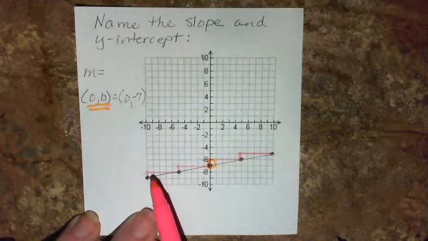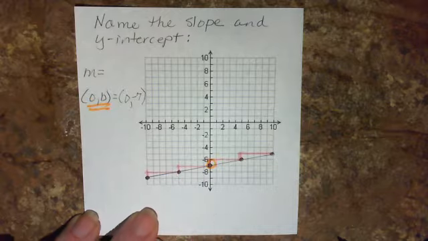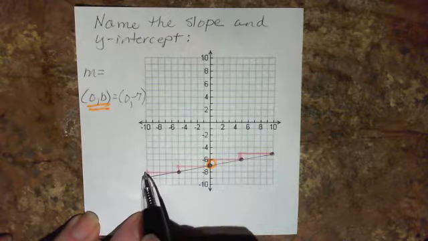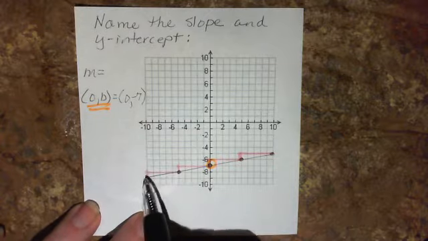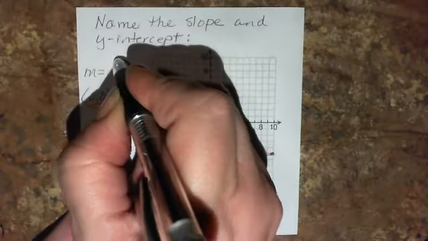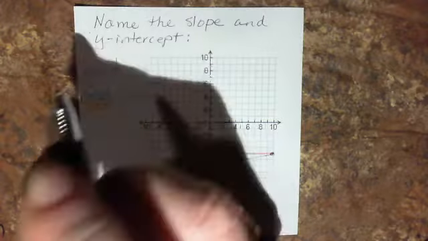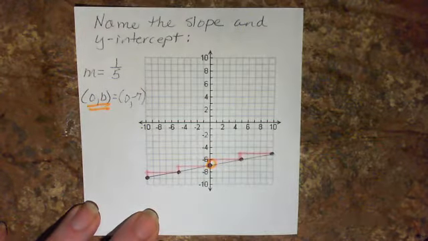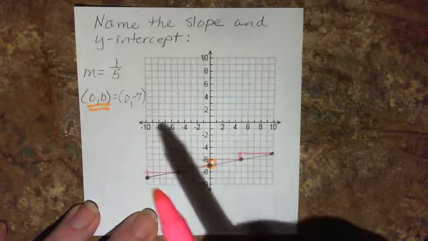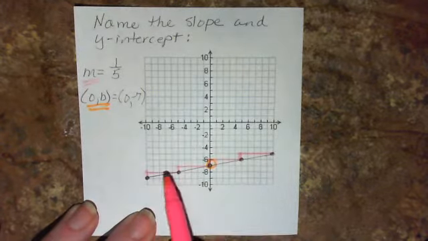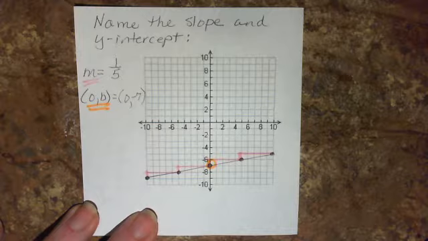So 1 unit up, and how many units over? 1, 2, 3, 4, 5. So up 1 over 5 is rise over run, 1 over 5. So our slope here is 1/5. Remember, slope is what we're looking at here with the stair steps.